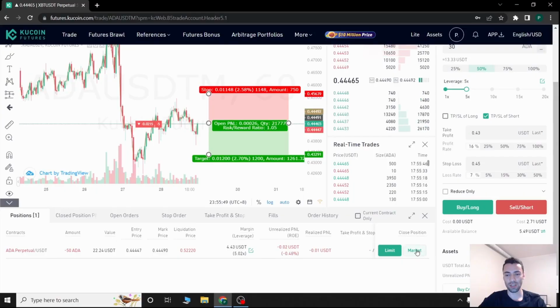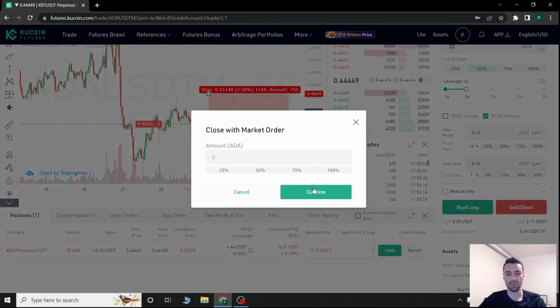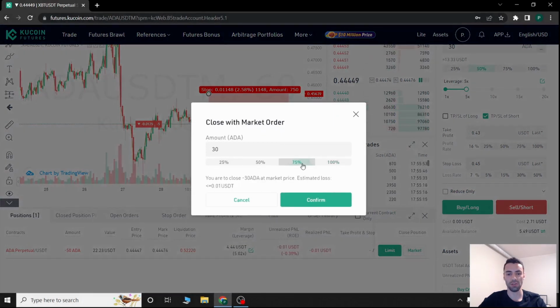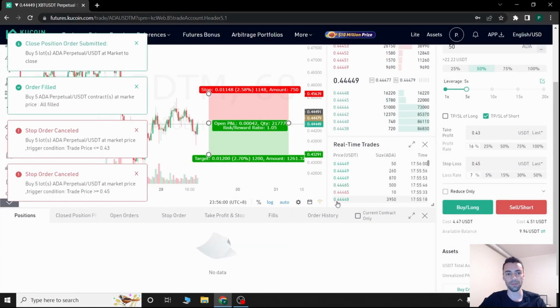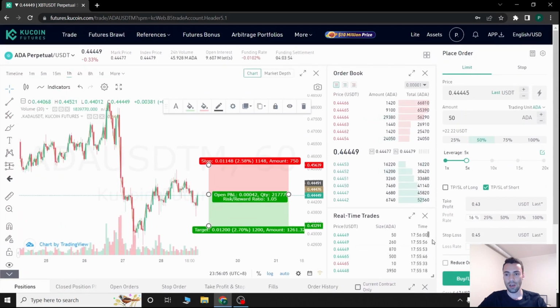So let's close it on market, which means exactly at this price. All of it, or 70%, depends on you. We close all of it and confirm. Yeah, that's it. So that was all for today.